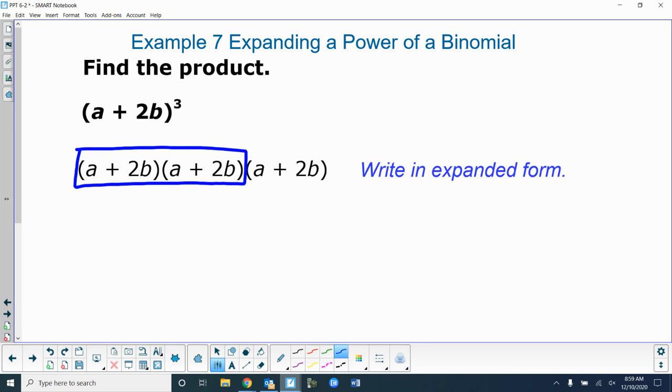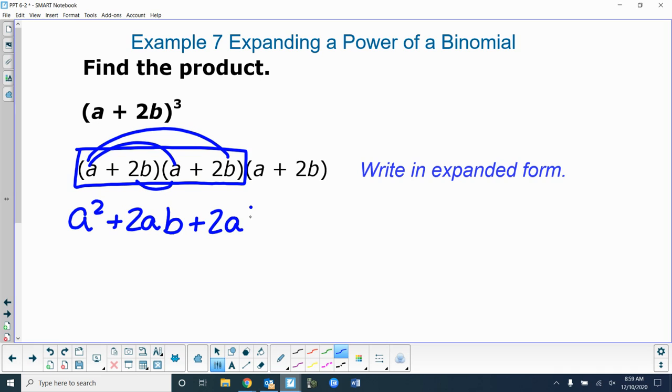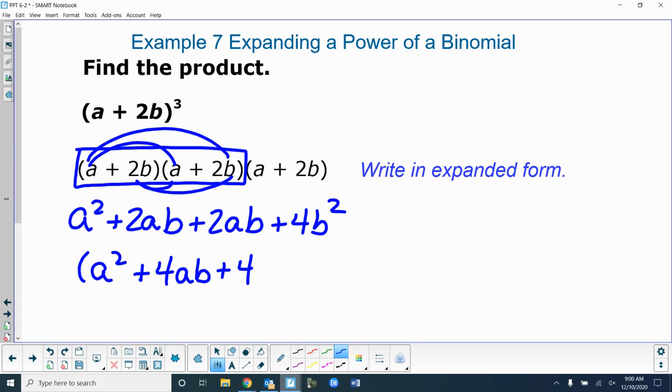All right? So we go a times a, a times 2b. I always put my variables in alphabetical order. 2b times a. Again, I just keep them in alphabetical order. And 2b times 2b is 4b squared. Well, these are like terms, so I can make this a squared plus 4ab plus 4b squared.